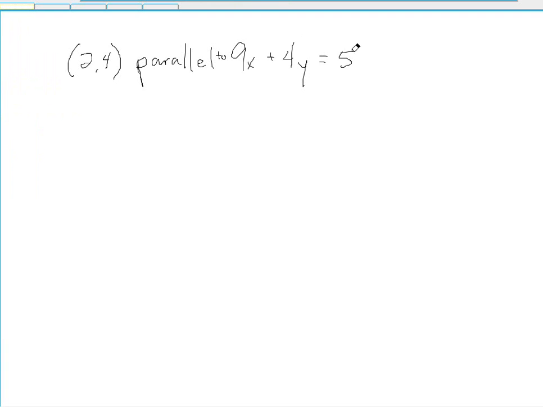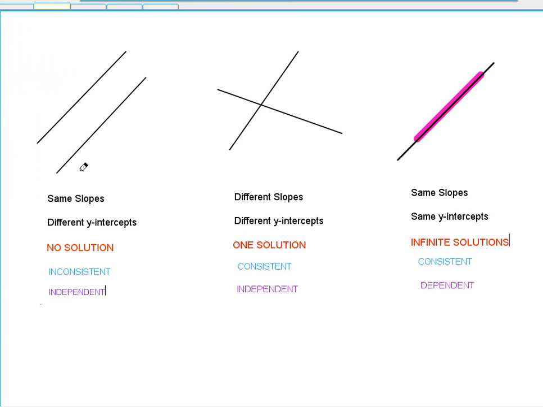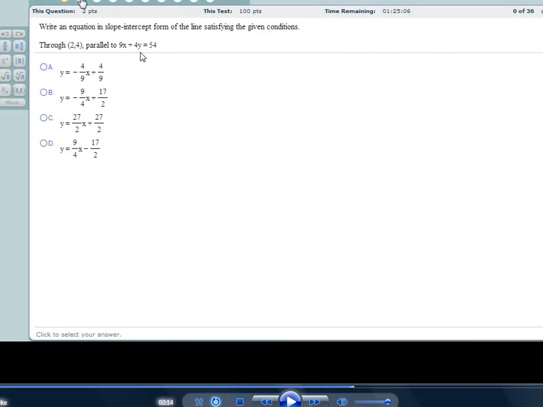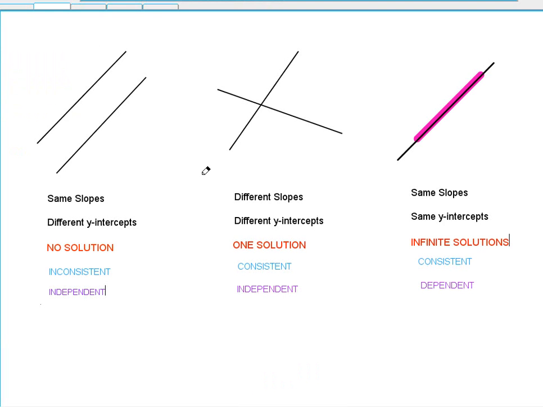Now, remember something. Let's go back to that little chart we had up earlier. When lines are parallel, their slopes are the same. So here's the line they gave us, 9x plus 4y equals 54. Whatever the slope is of this line, since the line we're looking for is parallel to this line, that is the slope we have for the line that we want. All right, so let's find that first.